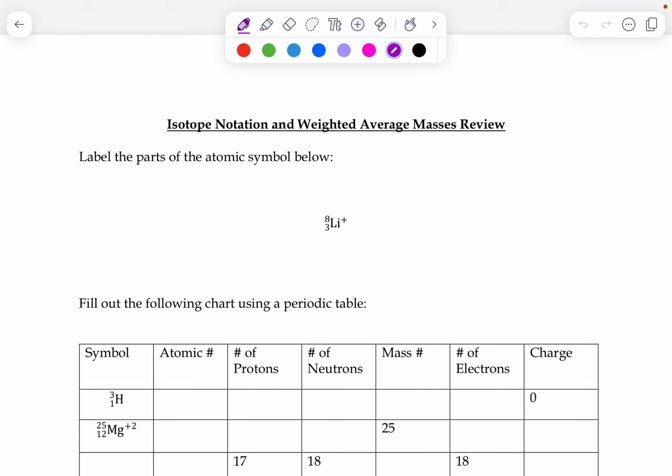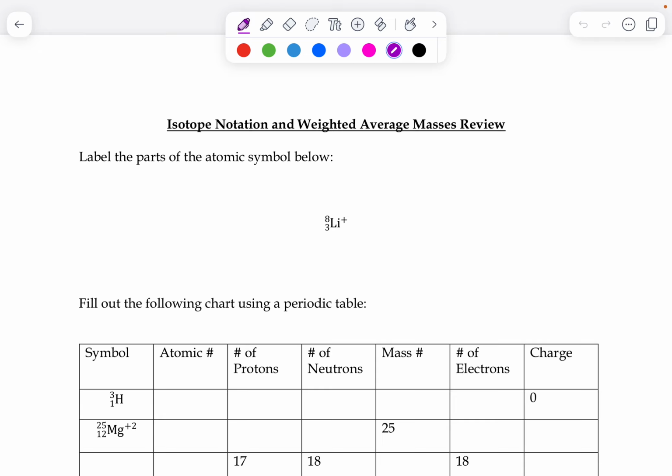For your notes today, you might want to have a periodic table nearby. I'm going to be giving you one in class soon if I haven't done so already. And if you can't find that one or haven't had a chance to get it in class just yet, you can always find a copy of the periodic table in Schoology.